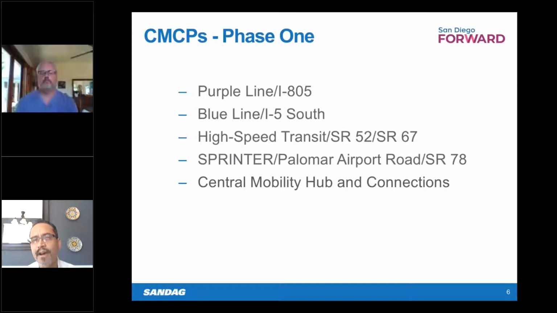So this is a 5-year program. The initial phase includes updating 5 of the corridor plans, 5 out of the 12. The phase 1 corridors are the Purple Line, Interstate 805 corridor, Blue Line I-5 South corridor, high-speed transit, State Route 52, State Route 67, the Sprinter, Palomar Airport Road, State Route 78 corridor, North County, and the Central Mobility Hub and connections to and from the Central Mobility Hub.